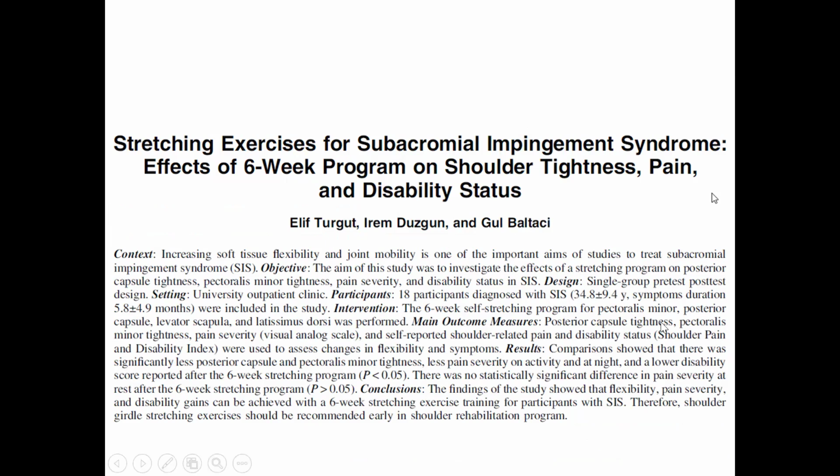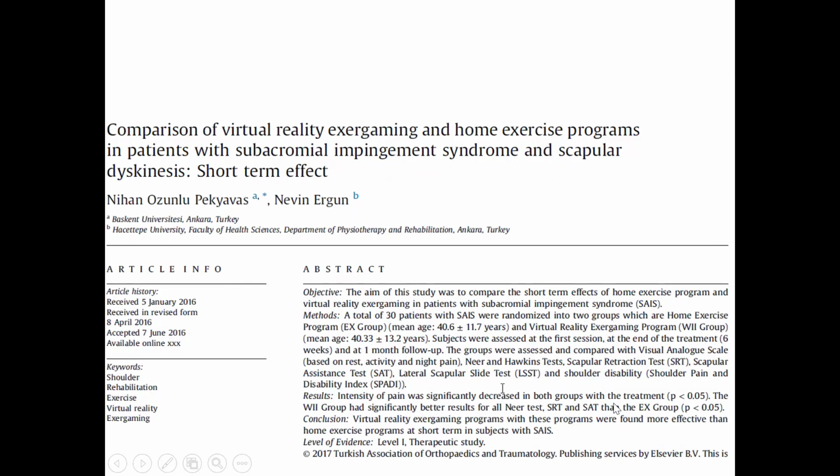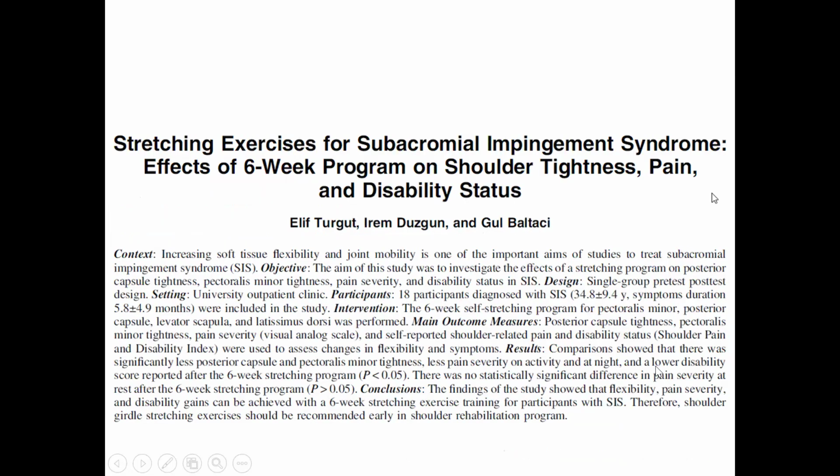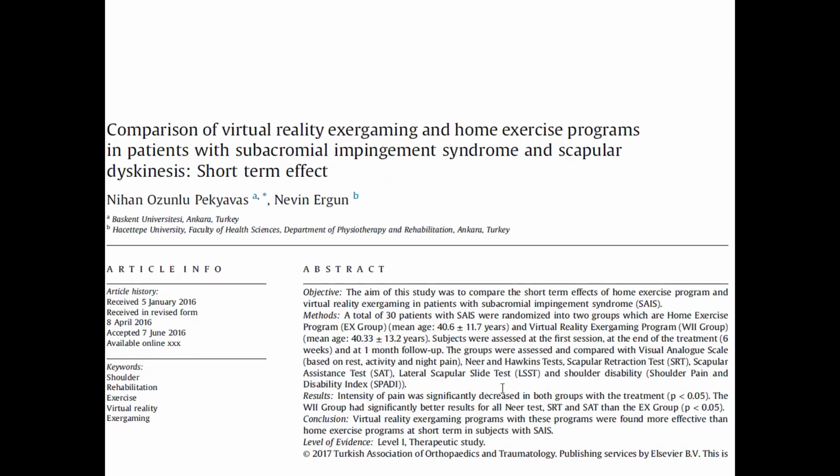the shoulder impingement syndrome, or the subacromial impingement syndrome. SIS and SAIS, both abbreviations are common in the literature and both are correct. You can use SAIS, which means subacromial impingement syndrome, or you may use SIS, where S means subacromial, I means impingement, and S means syndrome. And SIS is also used for shoulder impingement syndrome.